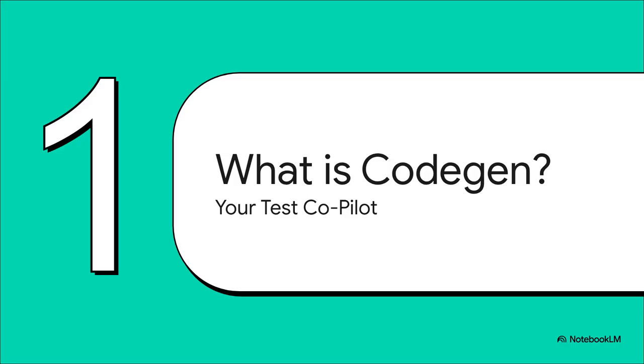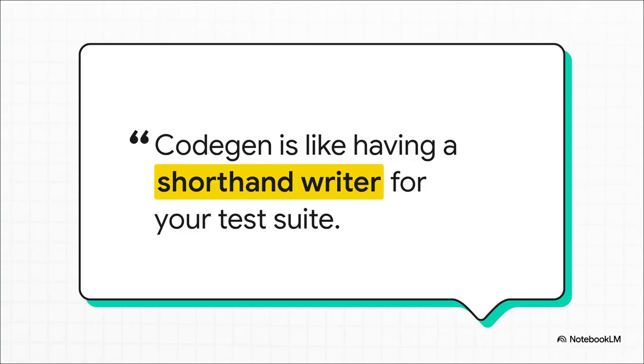So how do we make that leap from the manual grind to automated bliss? Well, let me introduce you to your new best friend, your test copilot, Playwright Codegen. Seriously, think of it as this expert assistant that just watches what you do and handles all the heavy lifting for you. This quote absolutely nails it. Imagine you're just clicking through your app, doing your thing, and there's a shorthand writer looking over your shoulder, instantly turning every single action into perfect, clean code. That is exactly what Codegen does.